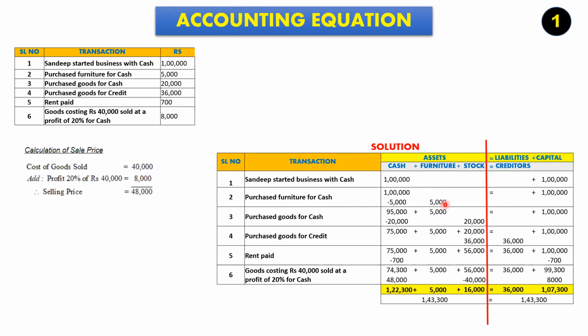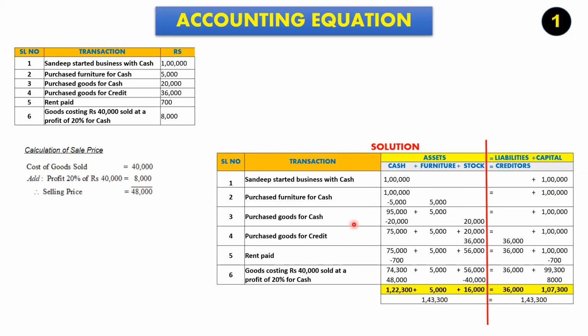But again, left hand side should be equal to right hand side. Correct? How much will it become? 1 lakh minus 5,000 becomes 95,000. 95,000 plus 5,000 becomes 1 lakh. So left hand side is equal to right hand side. You should not make a mistake in the problem, so always check once you complete whether the same thing is coming. 1 lakh is coming here, 1 lakh is there. Okay, done. Next, come here.